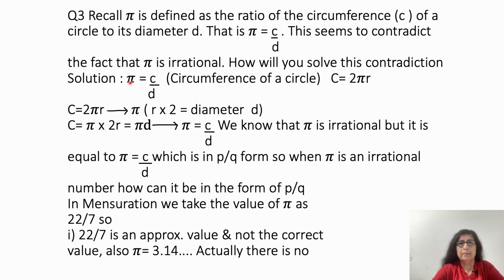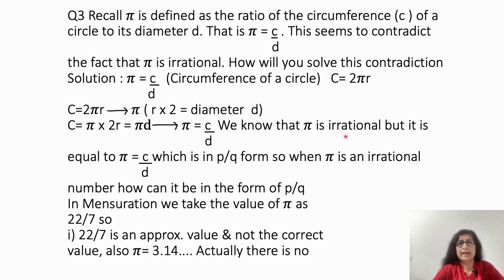It is given that pi is equal to c upon d, circumference of a circle upon diameter. We already know that circumference is equal to 2 pi r. So we can write it in the form of pi multiplied by 2r. As we all know, twice radius is equal to diameter. So circumference is equal to pi into 2r, which is equal to pi d. So pi is equal to c upon d.